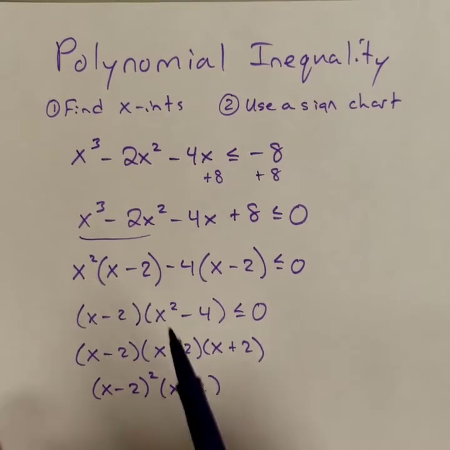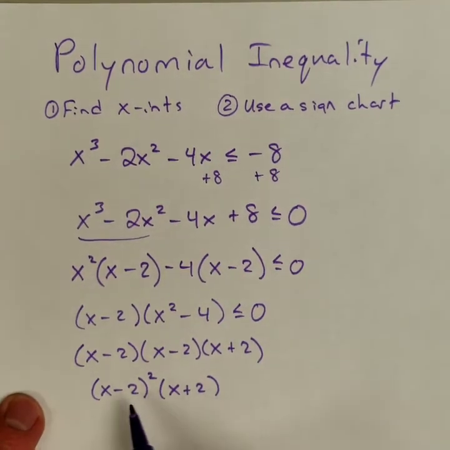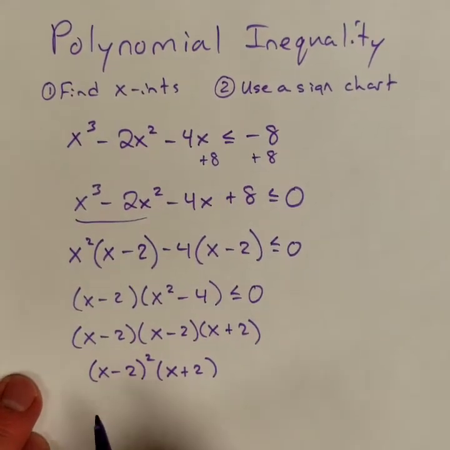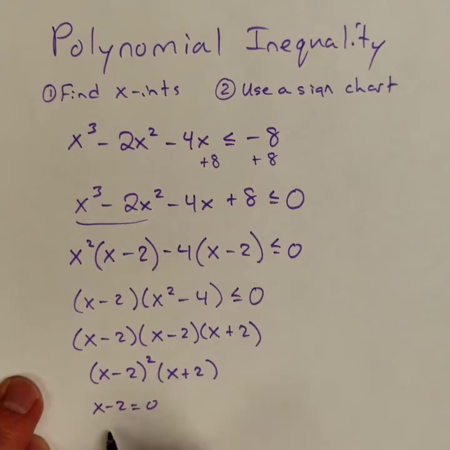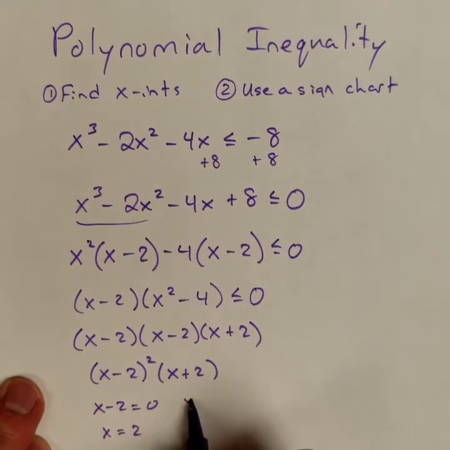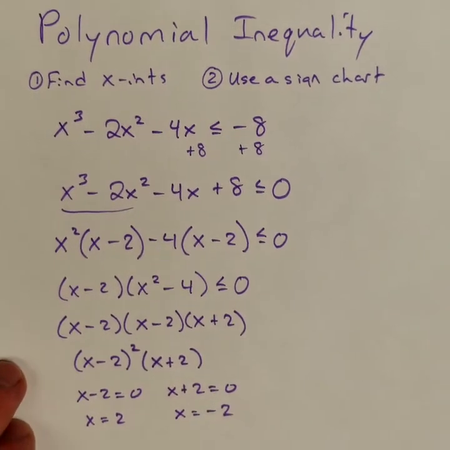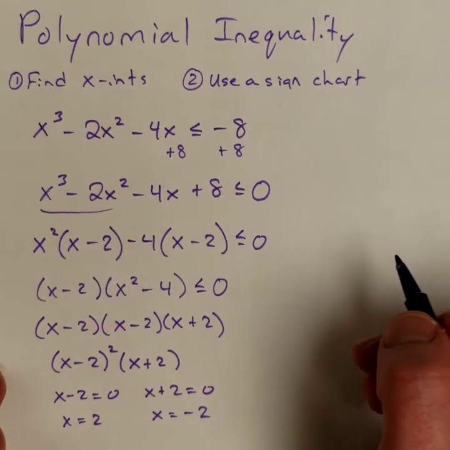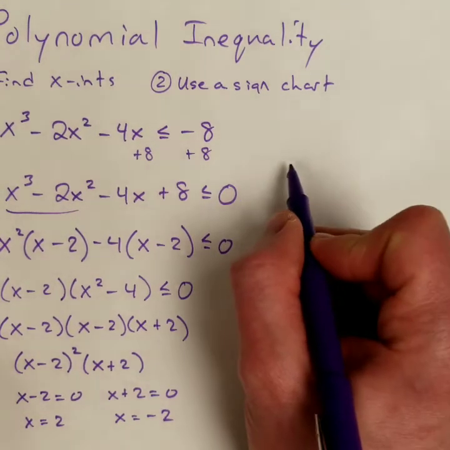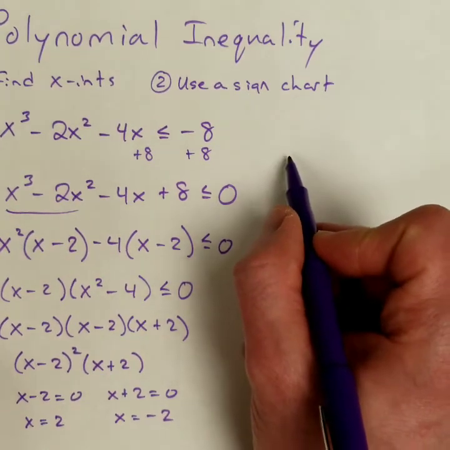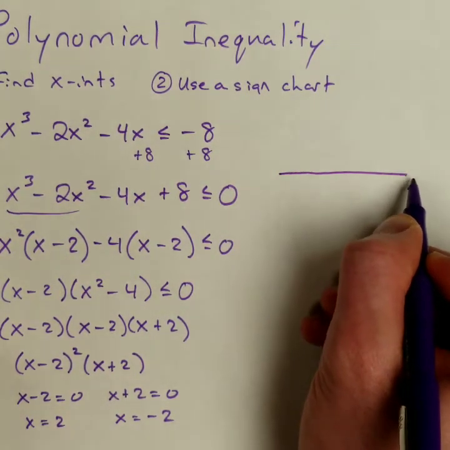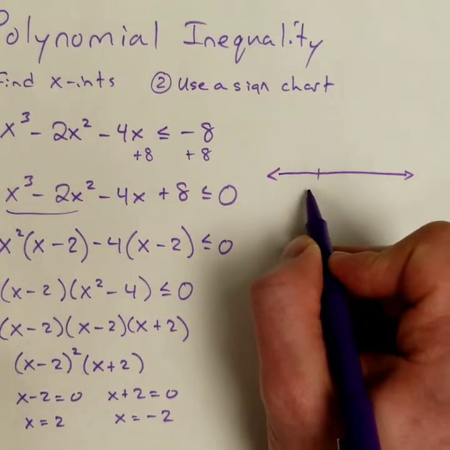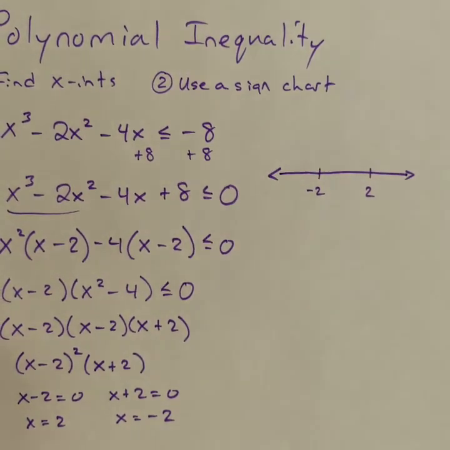Now if I'm going to find the x-intercepts, I need to set these factors equal to 0. So we're going to take x minus 2 equals 0, which leads to x equals 2, and x plus 2 equals 0, which leads to x equals negative 2. And so positive 2 and negative 2 are going to be the two endpoints on my sign chart. So we'll go over here to the side a little bit and put the sign chart up. I'm going to create a sign chart. Remember, we do an x-axis with the endpoints being the x-intercepts.